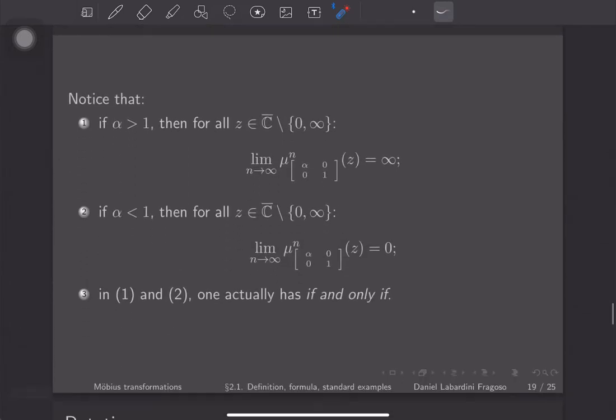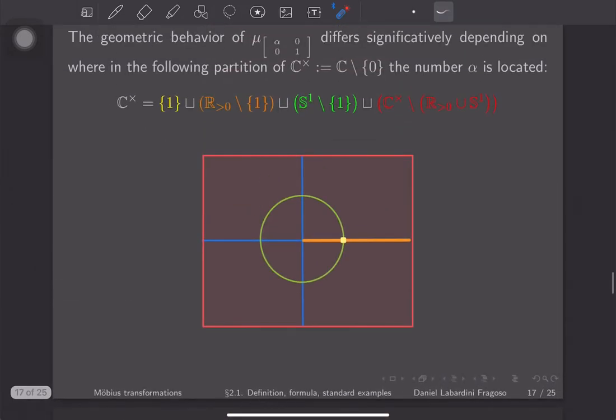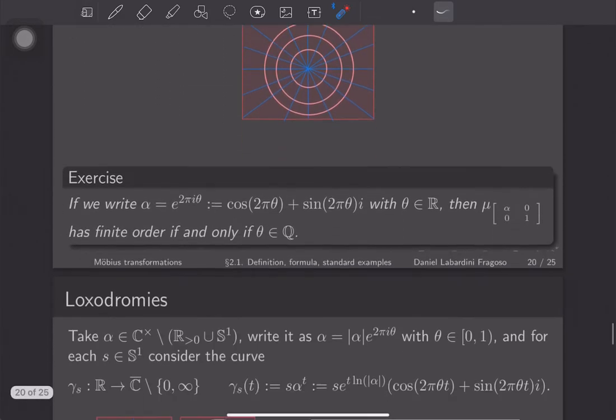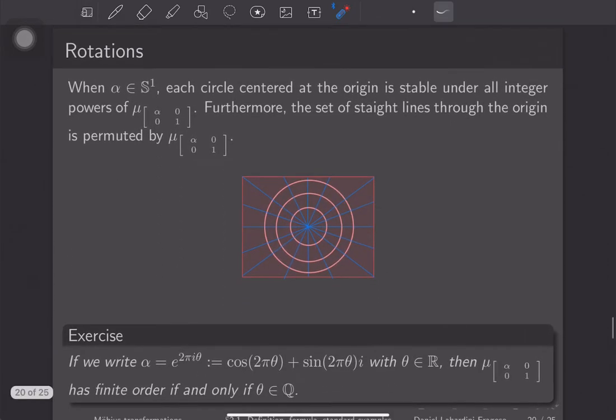And now I'm going to go with the next case, which is this one, when I take my alpha to lie on the unit circle. And of course, what I obtain is a rotation. One way to see that one obtains a rotation when multiplying by such alpha is just using this formula of de Moivre. So that's quite easy. And again, I'm looking for curves, right? So I'm looking for a family of stable curves, and I'm looking for a family of permuted curves. Again, very easy to find.